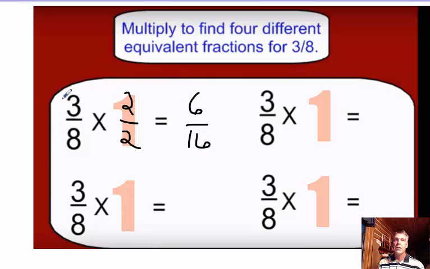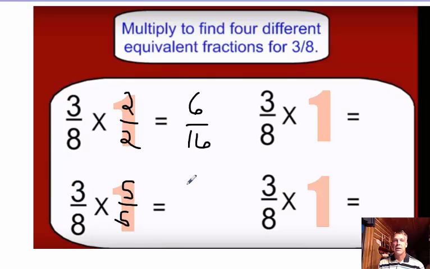6/16 and 3/8 are equivalent. They represent the same shaded amount. Let's keep going. Why not 2 over 2? Let's try 5 over 5. Now it has to be the same number over itself.